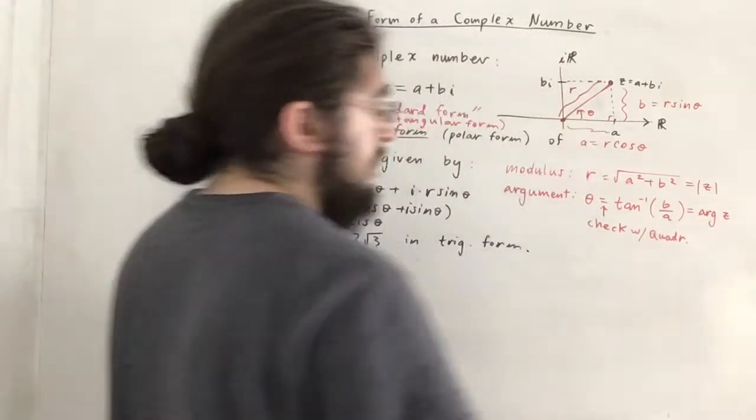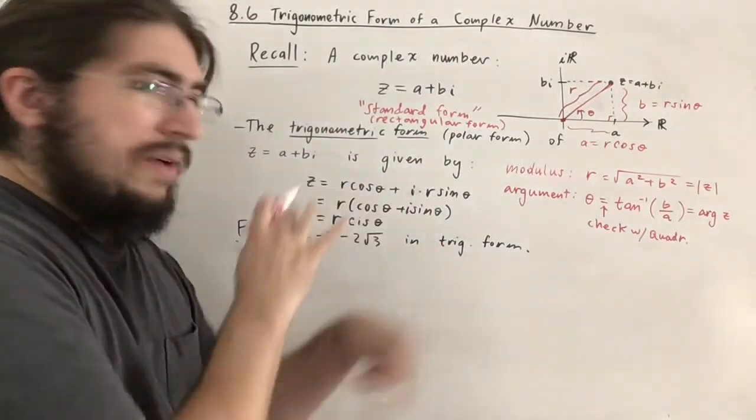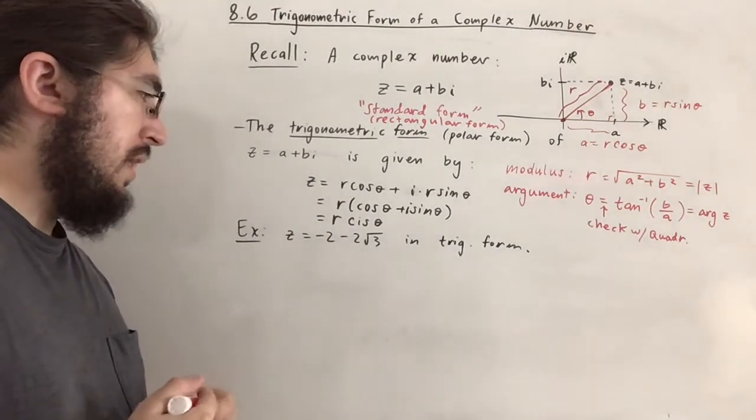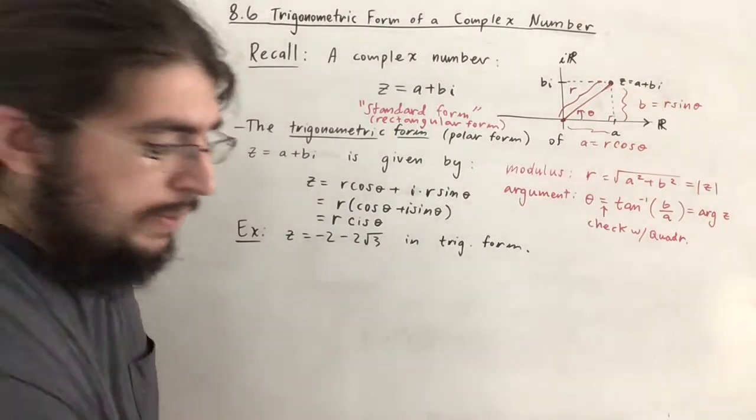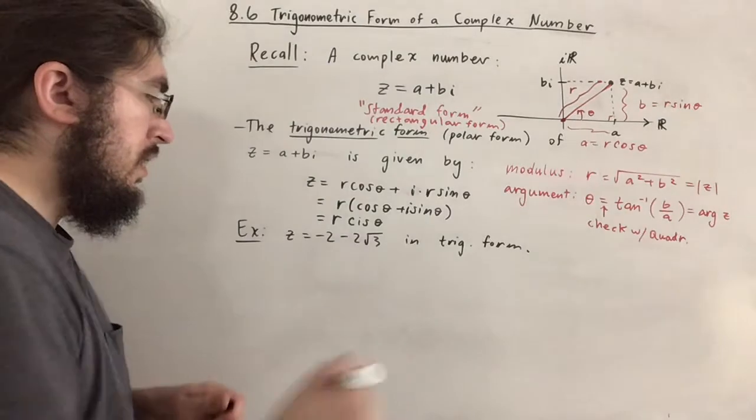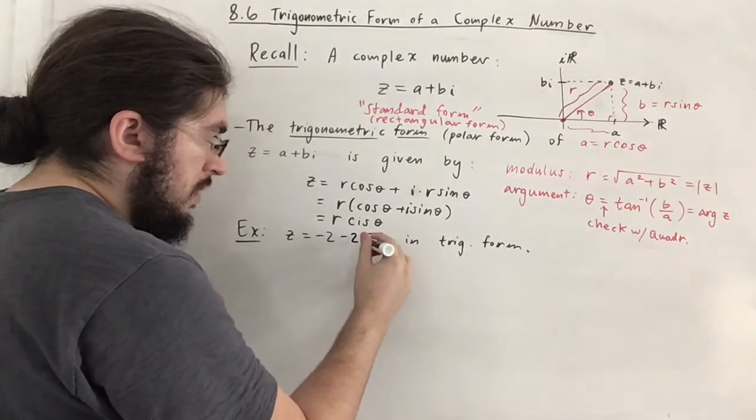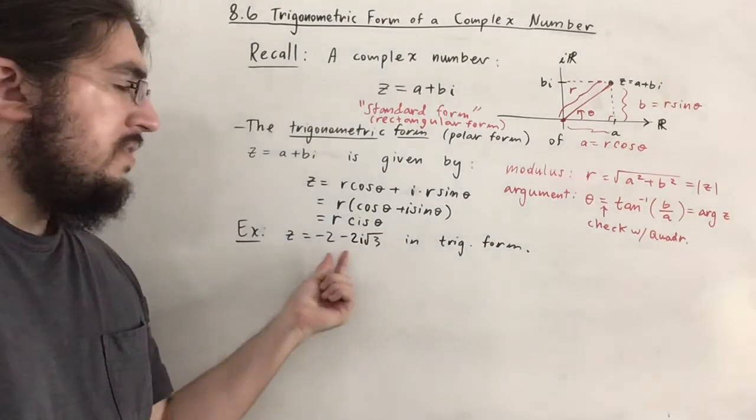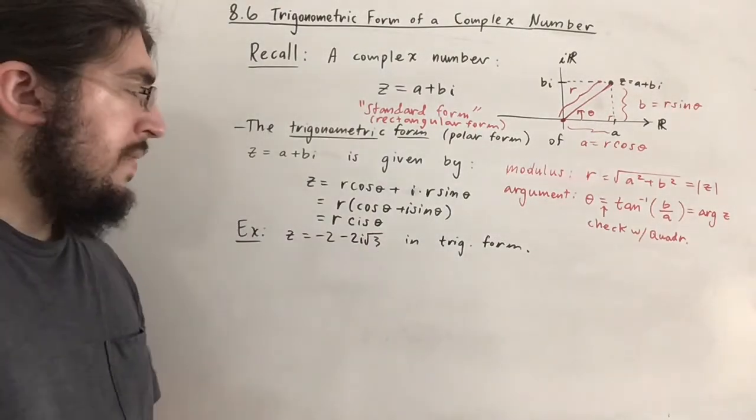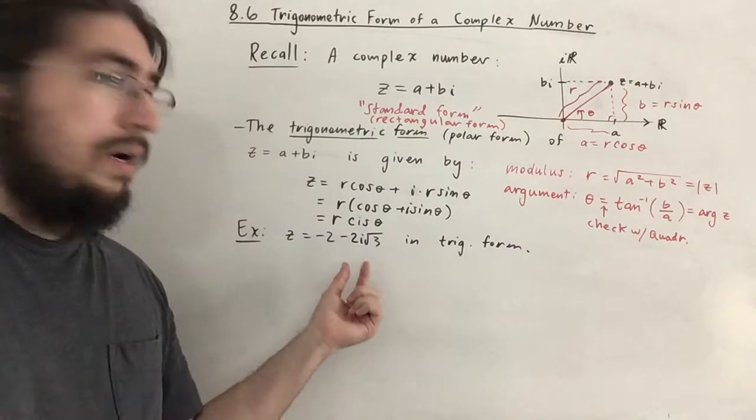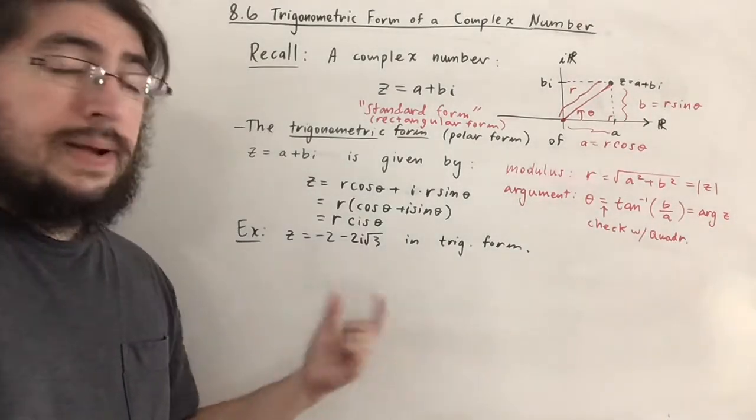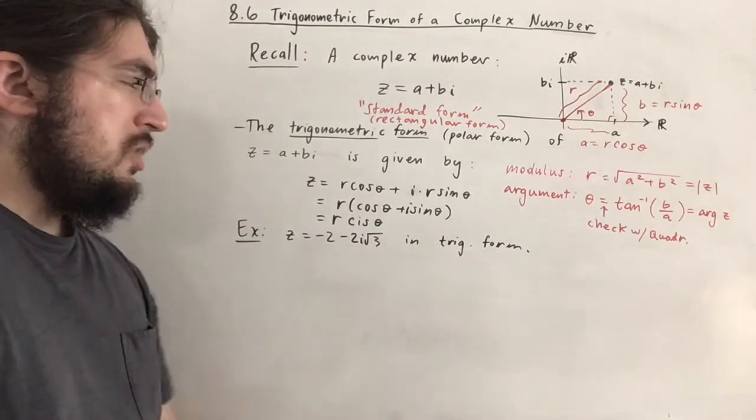Okay, good. So now that we have all that lingo down, we can proceed to an actual example here. We're given this complex number in standard form. There should be an i somewhere. Usually the i is in between the radical and the number. So it's negative 2 minus 2i radical 3. So really, negative 2 radical 3 is the imaginary part. We want to write this in trigonometric form.